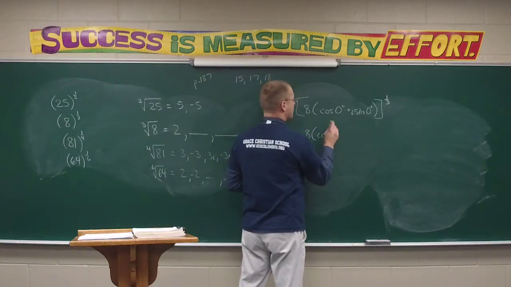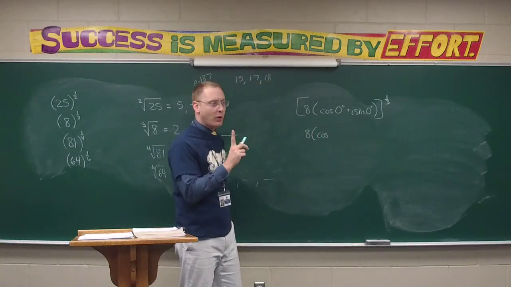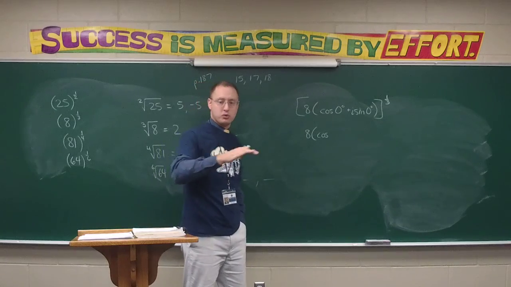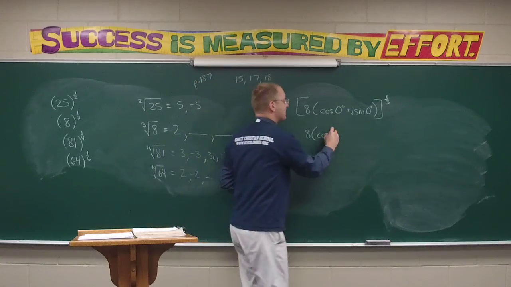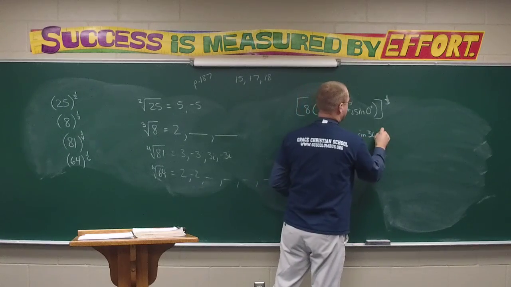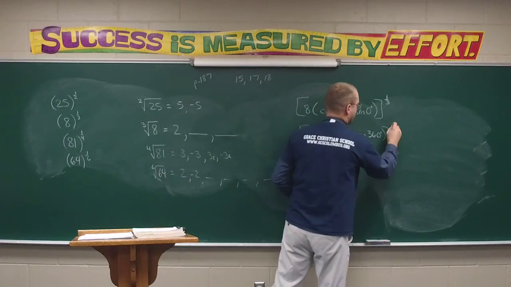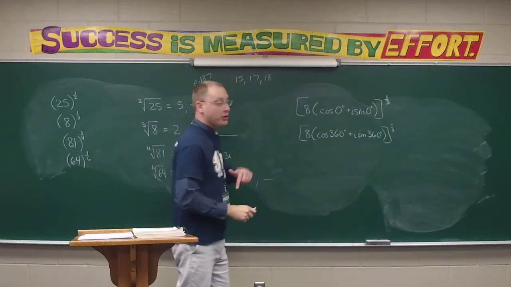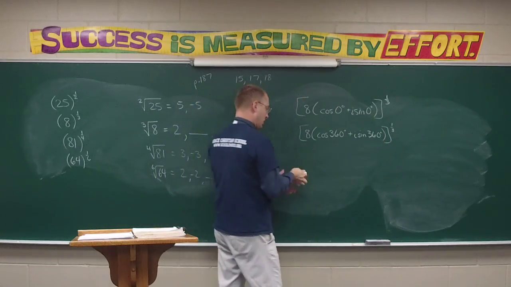8 times the cosine of 0 degrees, but I'm going to write that which is equal to 0 degrees as 360, plus i times the sine of 360 degrees, and raise that to the 1/3 power. I need another one. What do you suppose I'll put here?